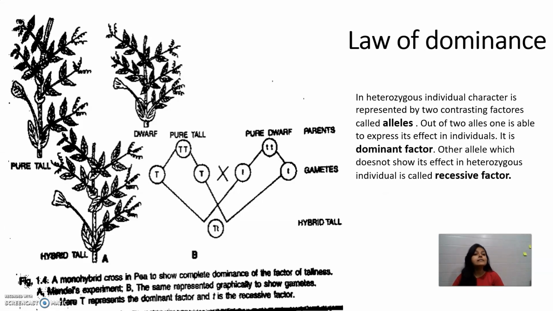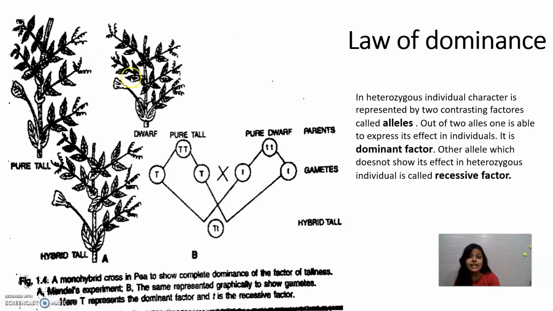The second law is the law of dominance. The law of dominance says that in a heterozygous individual, the 2 contrasting alleles or factors are present, but only one is able to express itself. The one which is able to express itself is the dominant factor, and the one which is not able to express itself is the recessive factor.